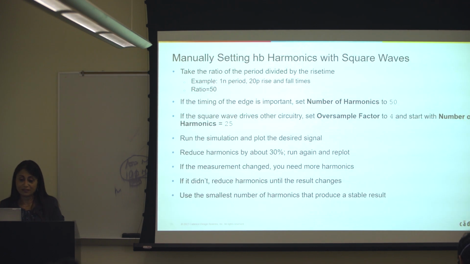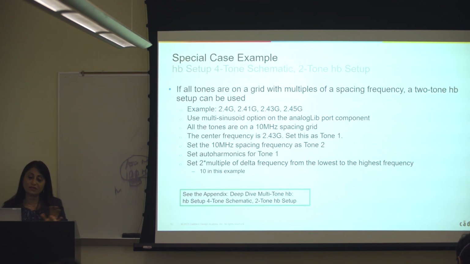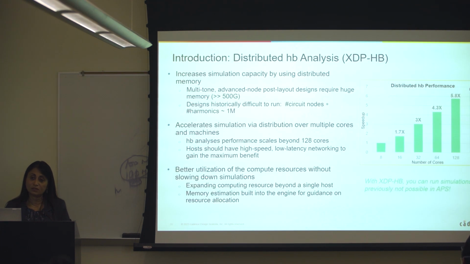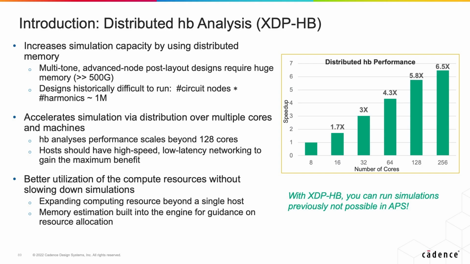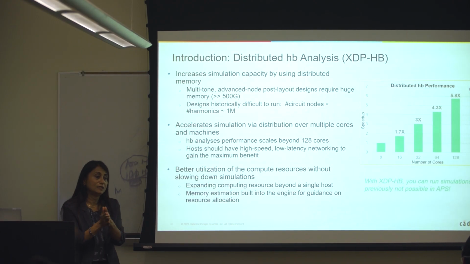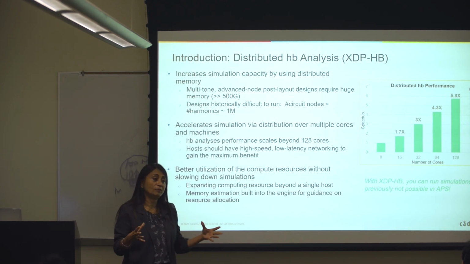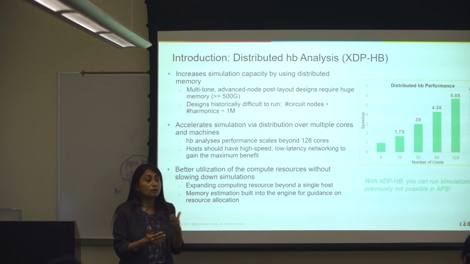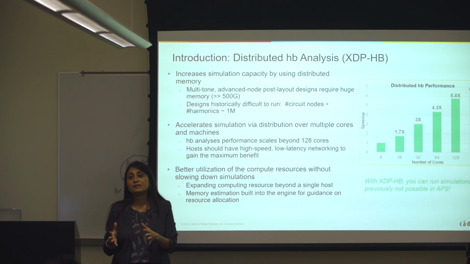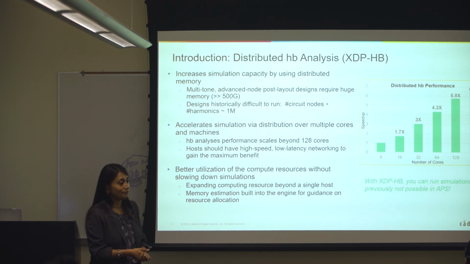So I think we are at the end, and this is just a recap of what I spoke about. Towards the end, we talk about distributed HB over multiple processes. If you go to Spectre X, there's multi-thread and multi-process. If you go for multi-process, you can spread one simulation over multiple processes and specify how many. The thing is, XDP works only for HB, not for PSS. And if there is interest in that, we can always send you more information.